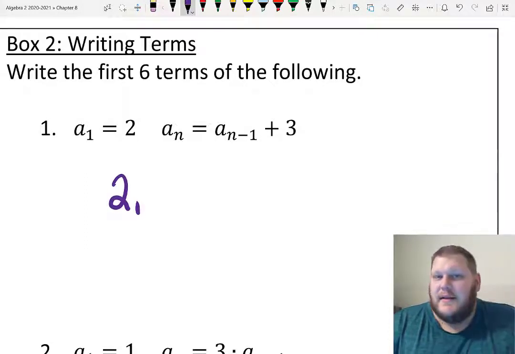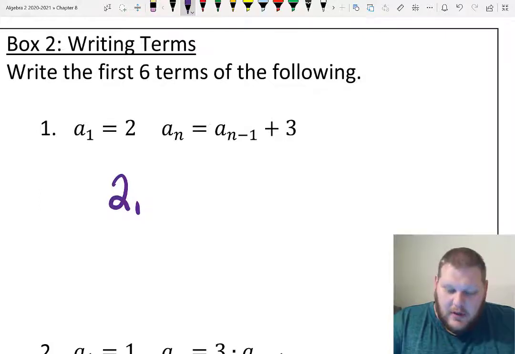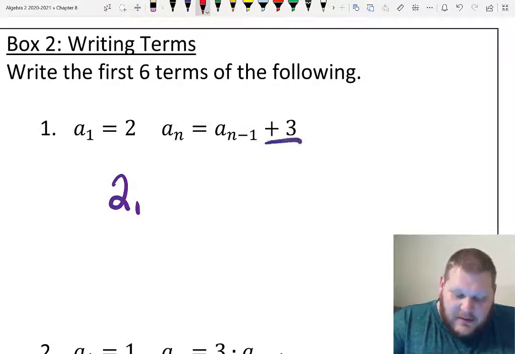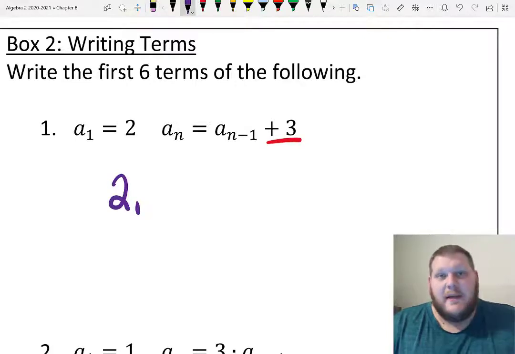So what that tells us, this a sub 1 being 2, that's my first number in the sequence. A sub 1 is just the term at the first position. They're telling us we start with a 2. And this plus 3 is just telling me how I get from one to the next in my list. So I'm adding 3 to get from one to the next.